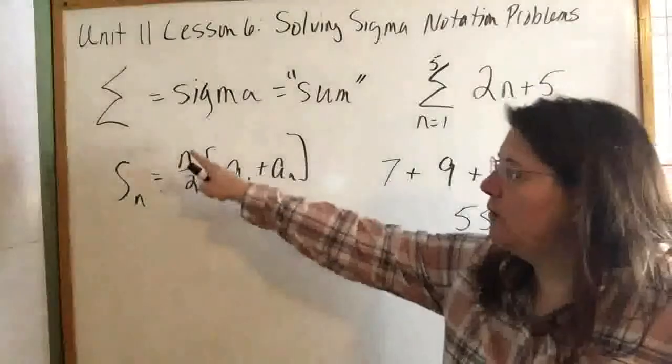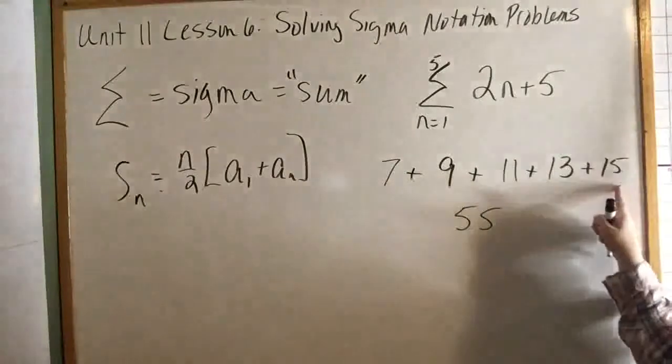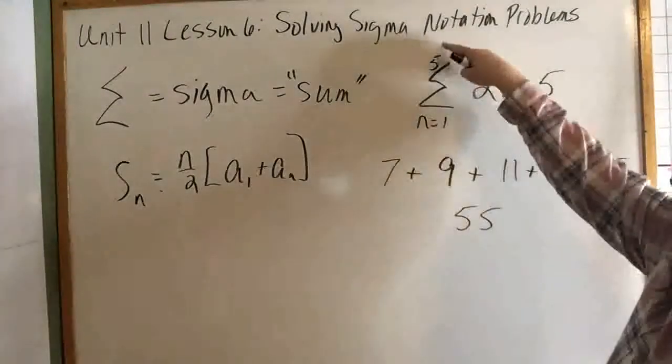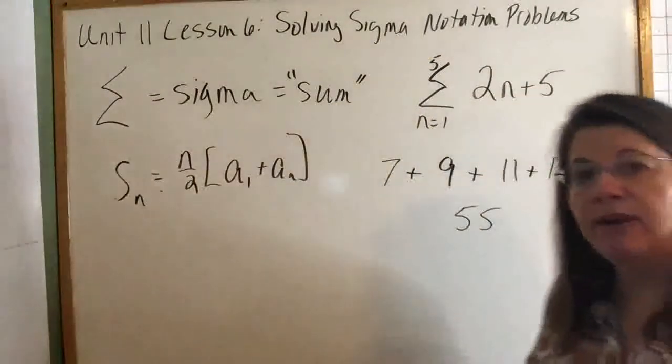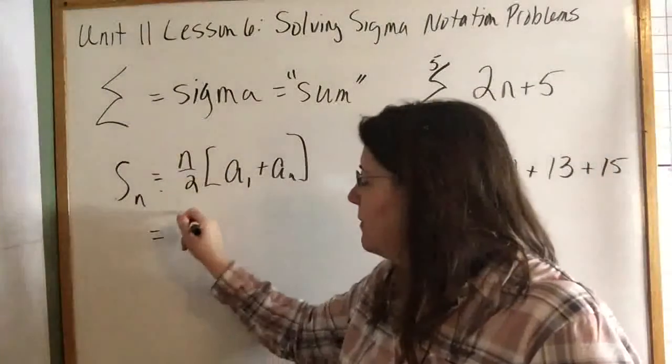Well, n over 2, n is how many terms? Well, we know from here we were doing 5 terms. Another thing I could do is 5 minus 1 plus 1. 5 minus 1 is 4, plus 1, 5 terms. So n for this is 5.